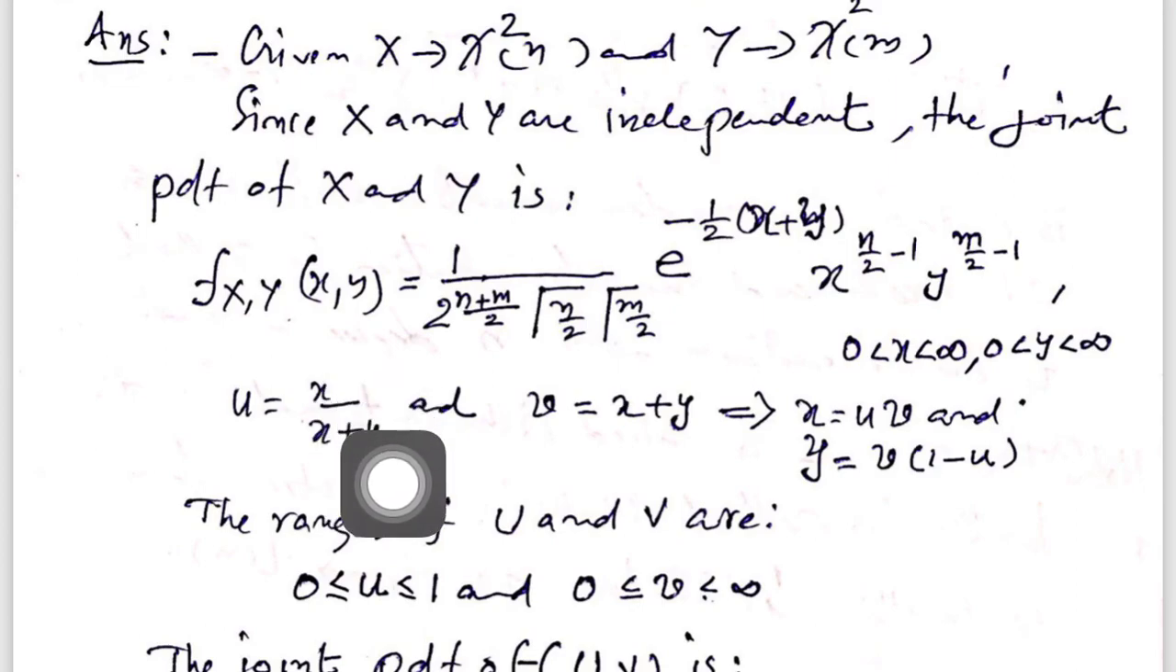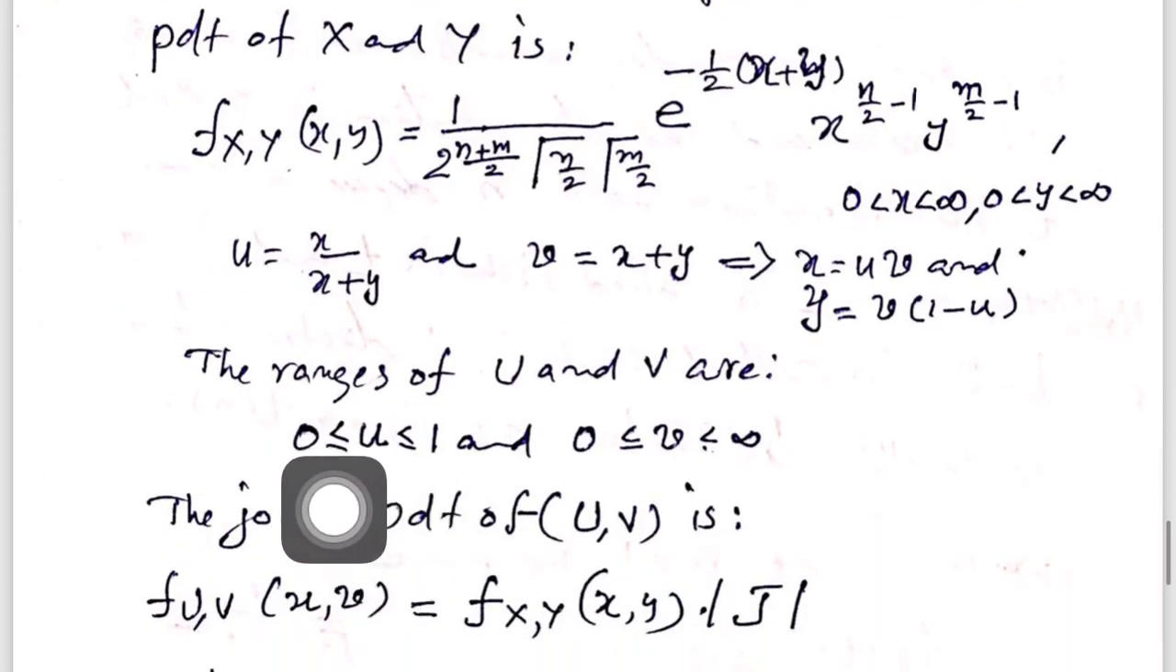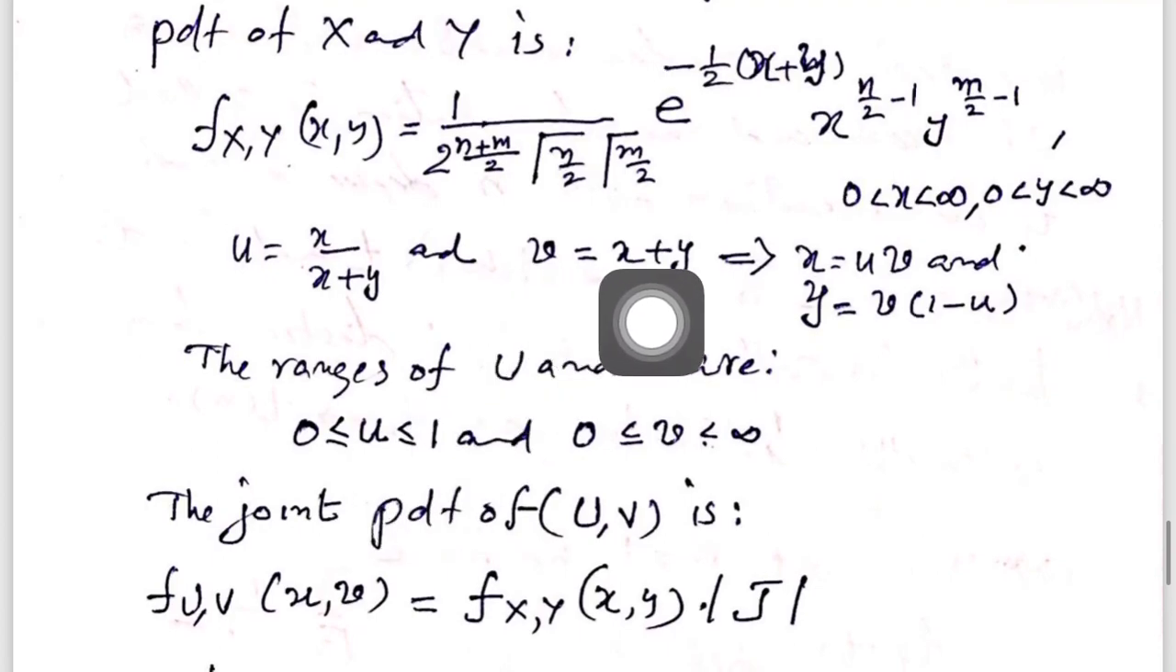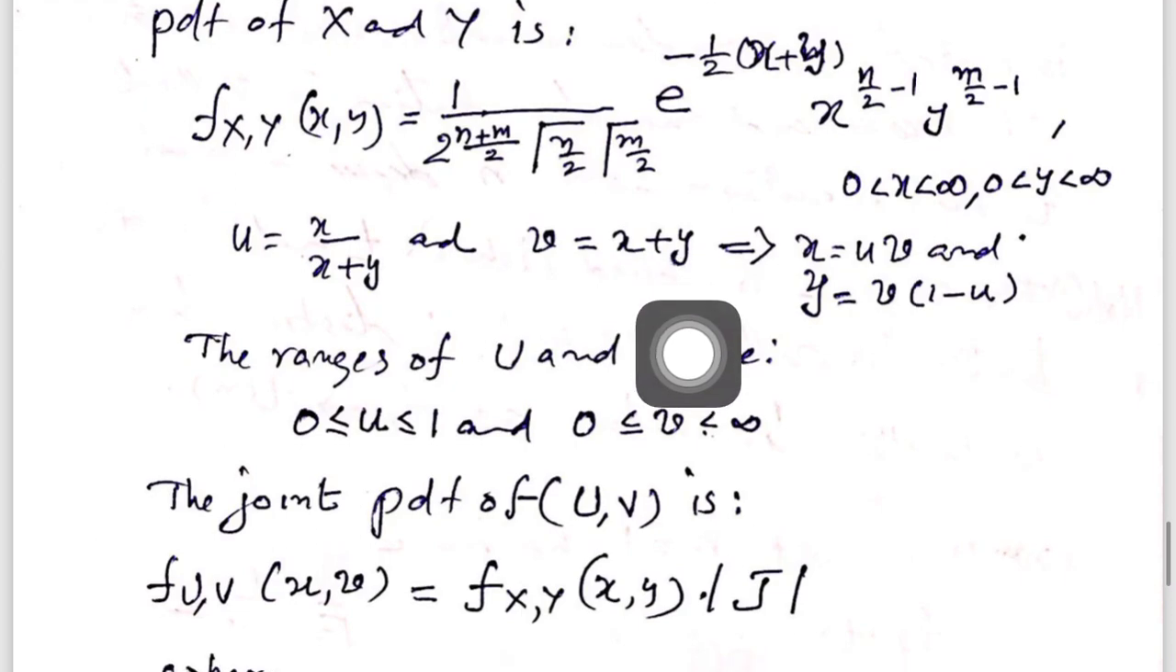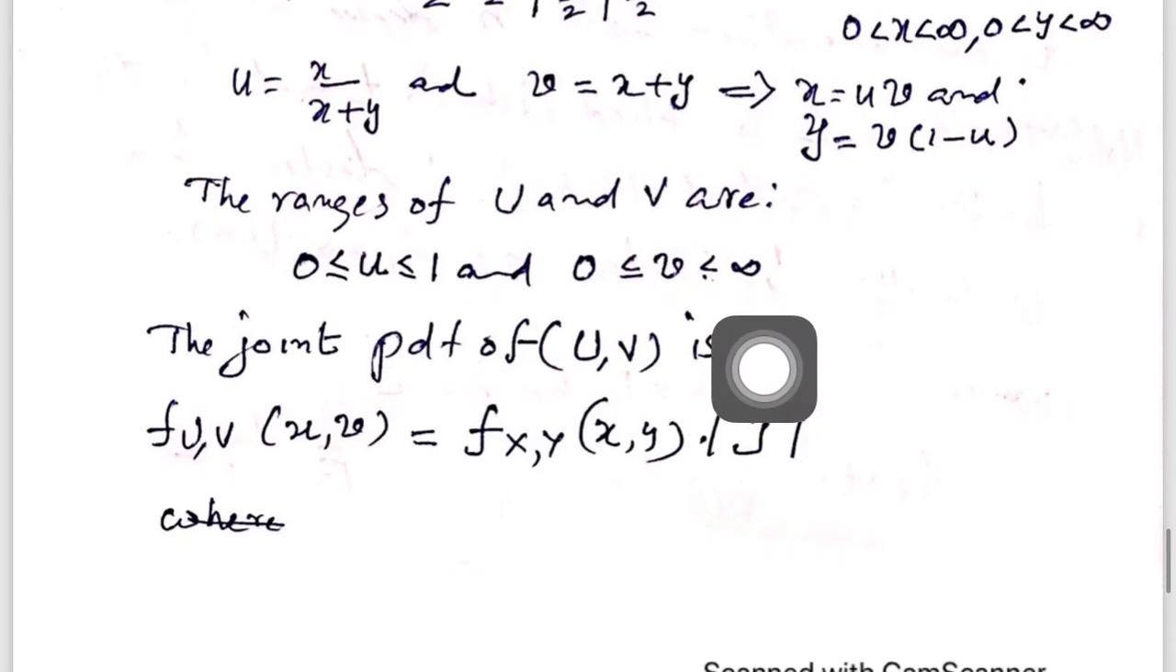And what is the least possible value of u? It is 0, because suppose x and y both are 0, or both are not exactly 0 but very close to 0, then u is very close to 0. Therefore the range of u is clearly 0 to 1. And what is the range of v? V is nothing but x plus y. Both vary from 0 to infinity, therefore their sum also varies from 0 to infinity.